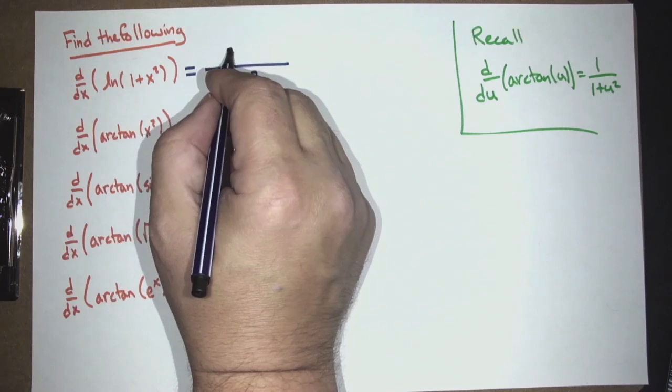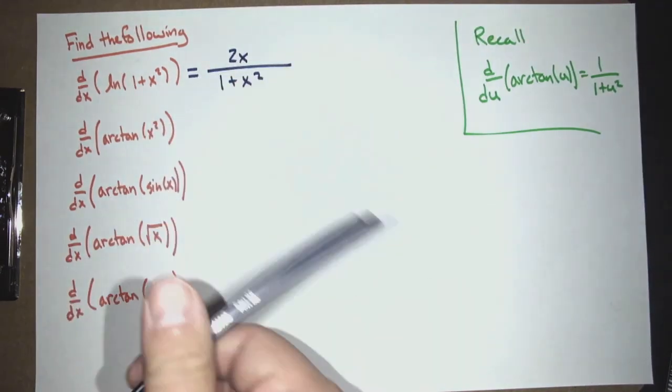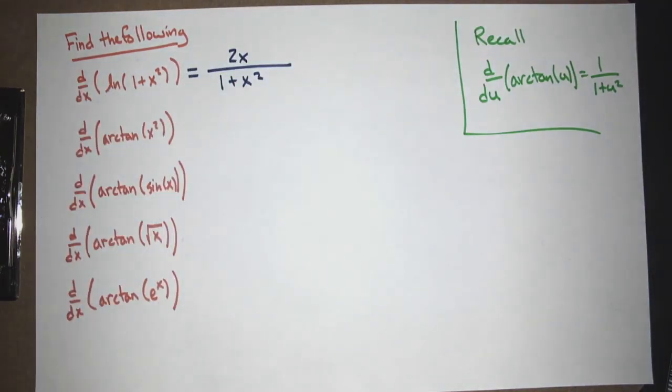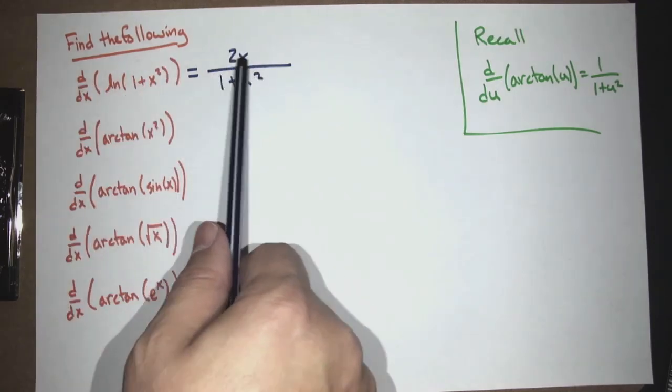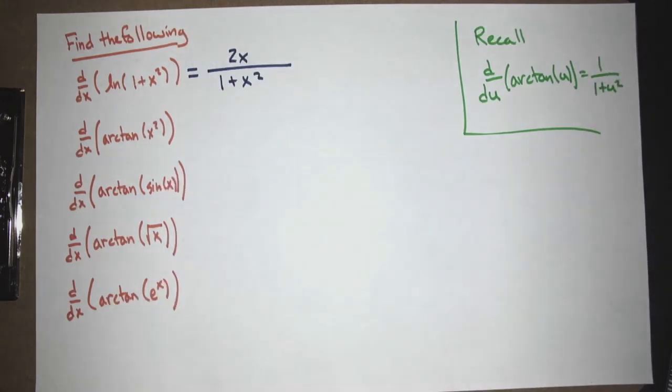It's 2x. Where's the 2x coming from? The derivative of 1 plus x squared. So the derivative of arctangent is almost the derivative of log of 1 plus x squared, but they differ. So there's a subtle difference. Okay, how about the derivative of arctangent of x squared?